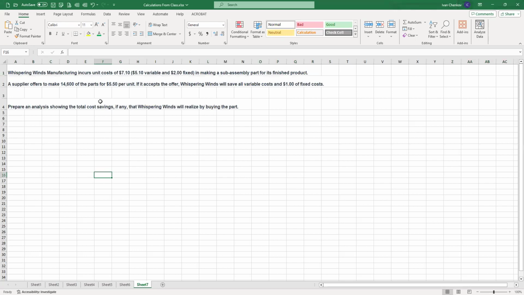This company incurred a unit cost of $7.10: $5.10 variable and $2 fixed, making a subassembly part for the finished product. A supplier offers to make 14,600 of the part for $5.50. If the offer is accepted, we'll save all the variable costs and $1 of the fixed cost. We have to prepare the cost saving on buying the parts. So what you have to do is get the number of units.